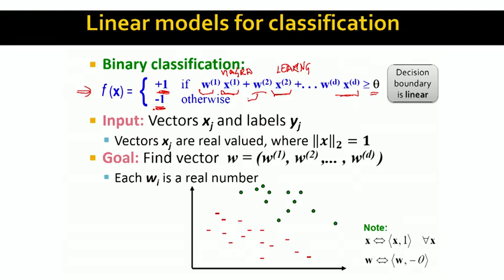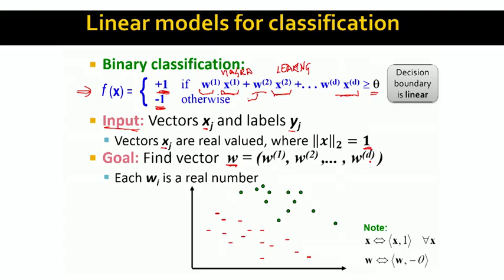Okay? So the way we think about this is that our input is a set of vectors x and labels y, where x's are real valued or binary valued. In our case, we will now take these big binary vectors and normalize them so that their Euclidean length equals 1. And our goal is to find a vector w, with the same number of components as x has, such that w now separates out spam from non-spam.